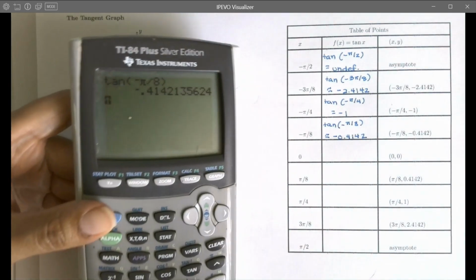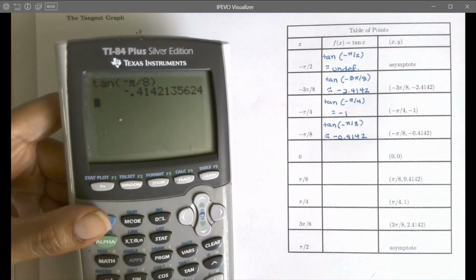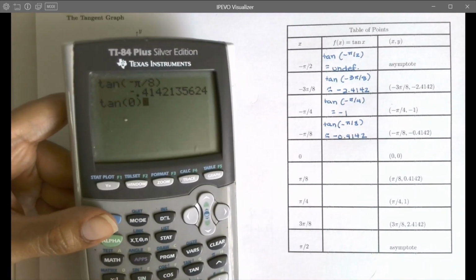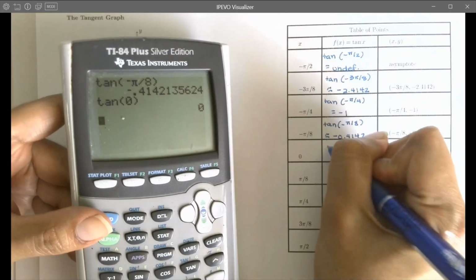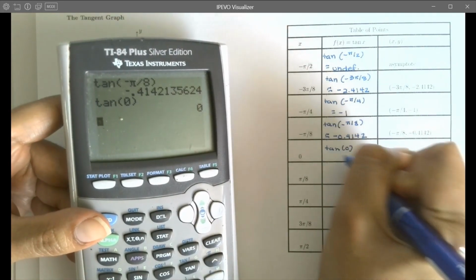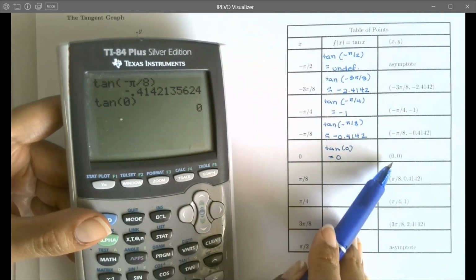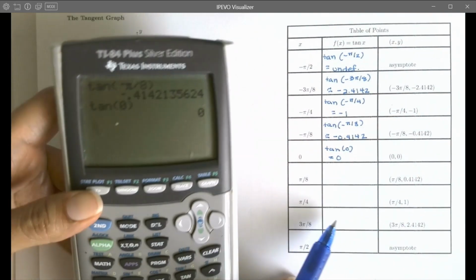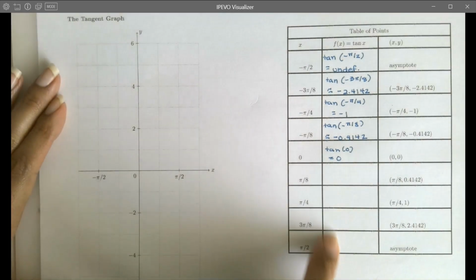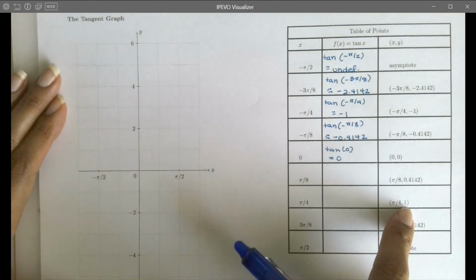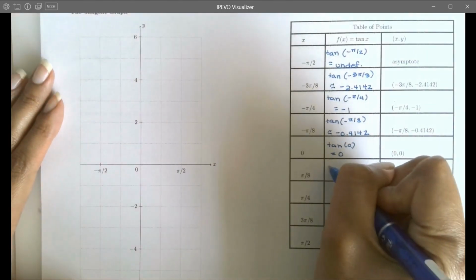Okay, and we'll do one more. Tangent of 0. Again, 0 is something that's on the unit circle, so you can use it to help you find the y value. But if we punch it in, we get tan of 0 is 0. So that's how we're getting that point. For the remainder of the x values, I encourage you to use your calculator to help you verify that these numbers and points are correct.